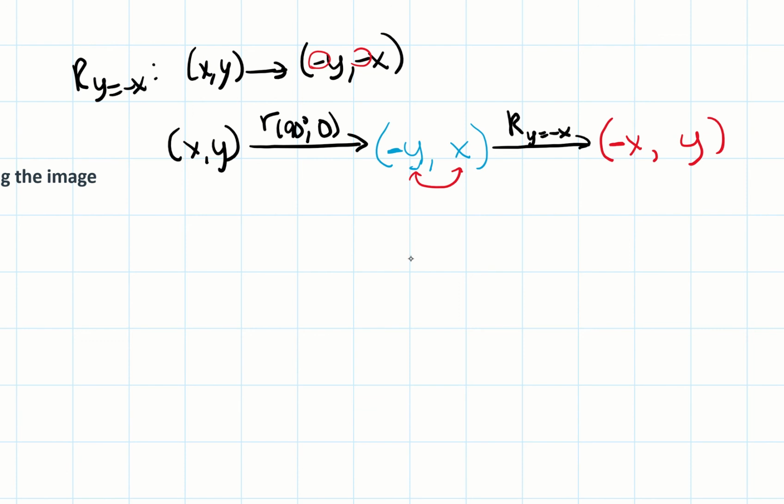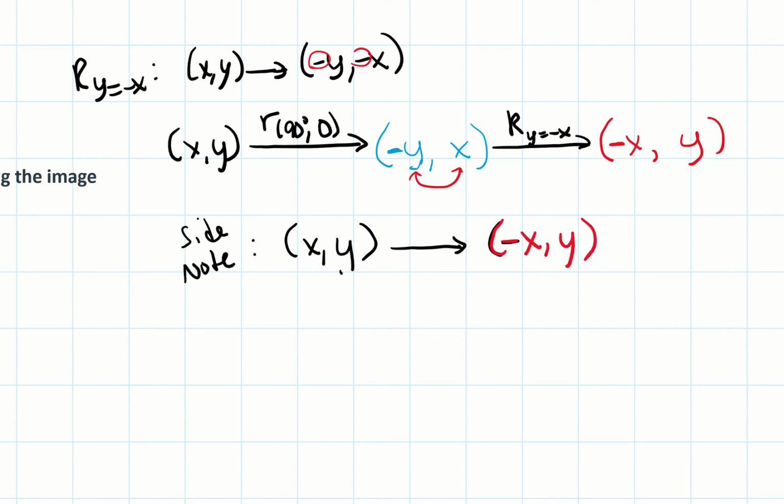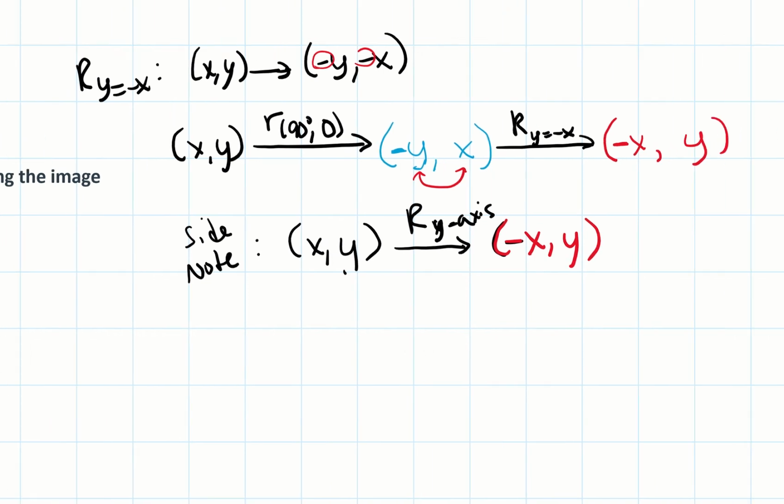This is just a side note here: if I take (x, y) and transform it to get (negative x, y), that's the same thing as doing a reflection about the y-axis. Interestingly, if you perform this action, it's the same thing as doing a reflection about the y-axis. We'll show you this when we do the problem, but this is just a side note.